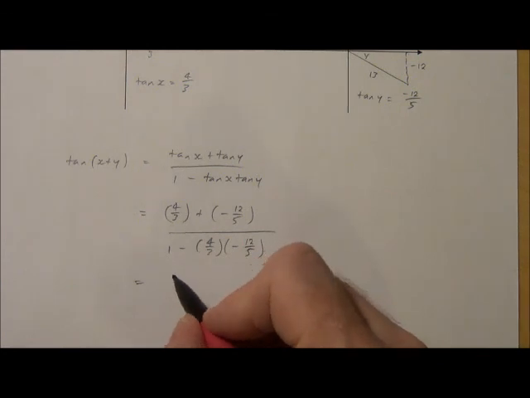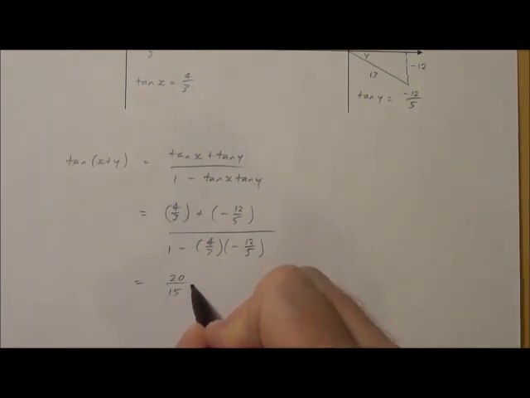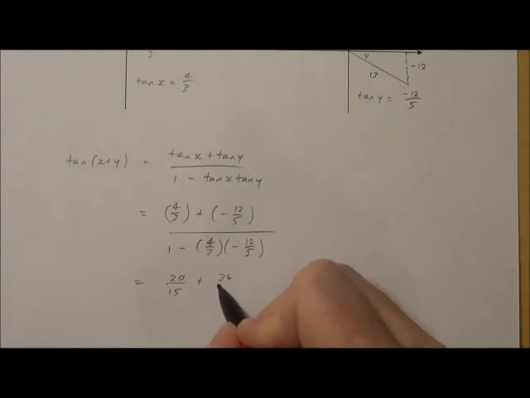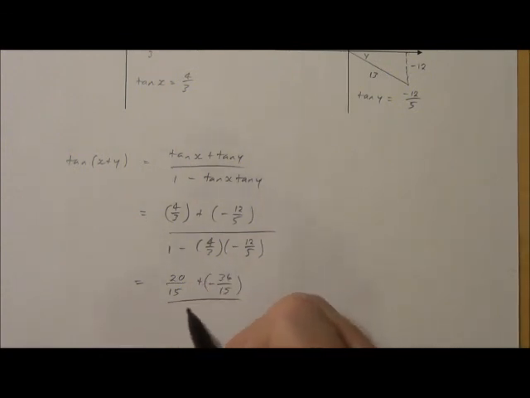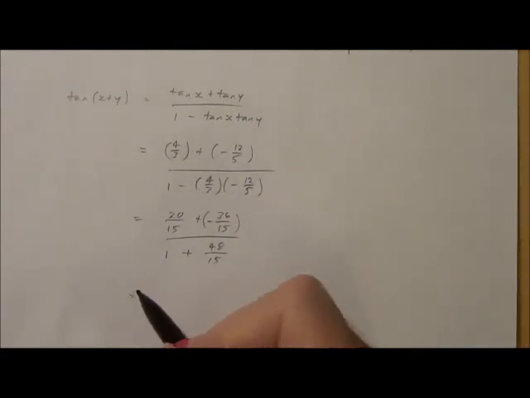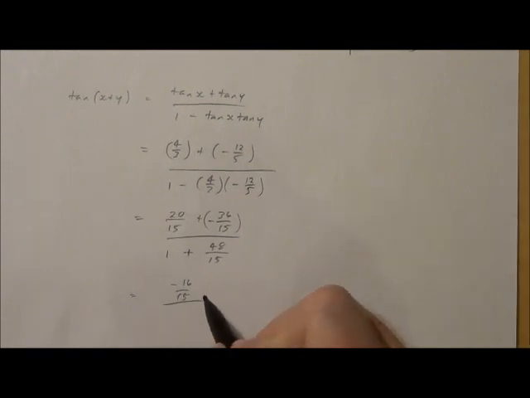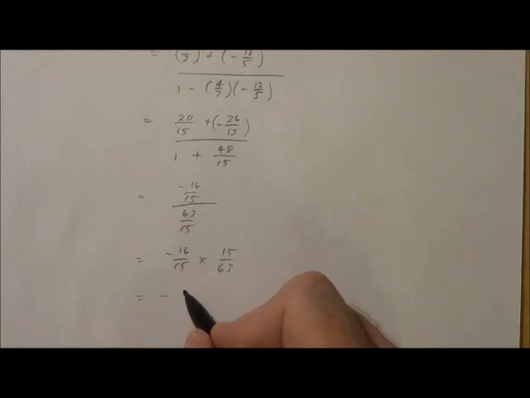Okay, so then we're going to get common denominator of 20 over 15 plus negative 36 over 15 over 1 plus, and we just multiply that straight across, 48 over 15. And then we're going to have negative 16 over 15 over 63 over 15. And when we divide, we flip and multiply. So we get negative 16 over 63. So that is what tan of x plus y equals.